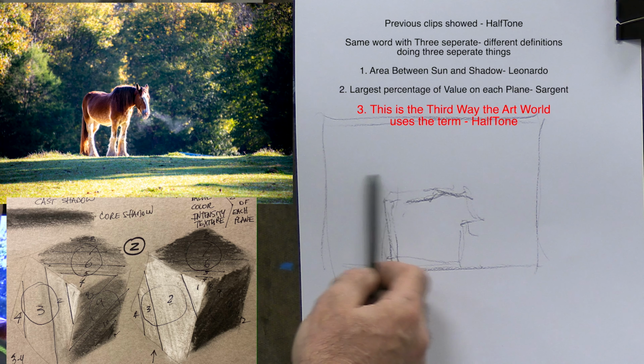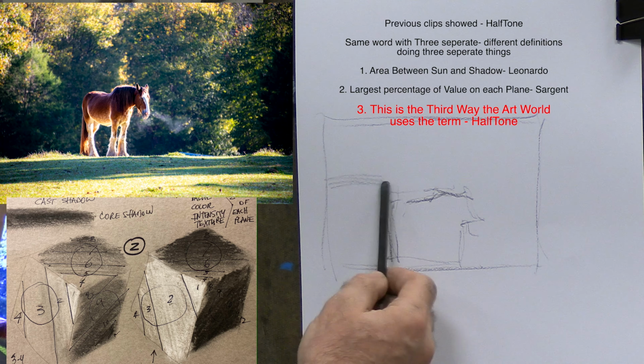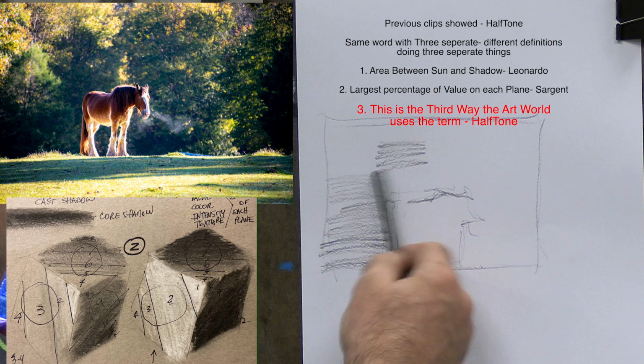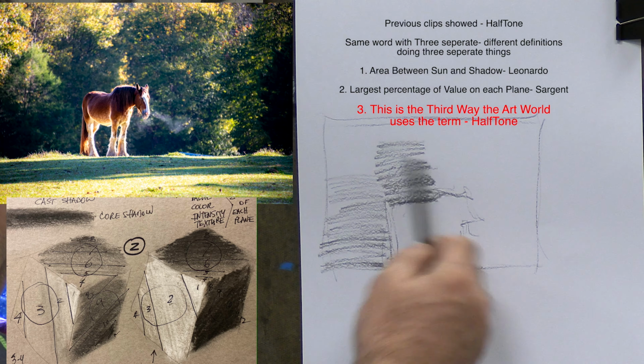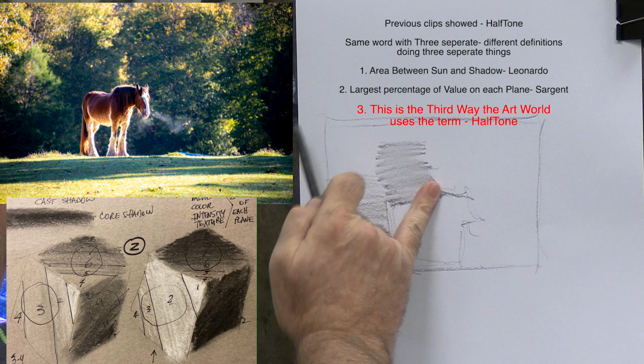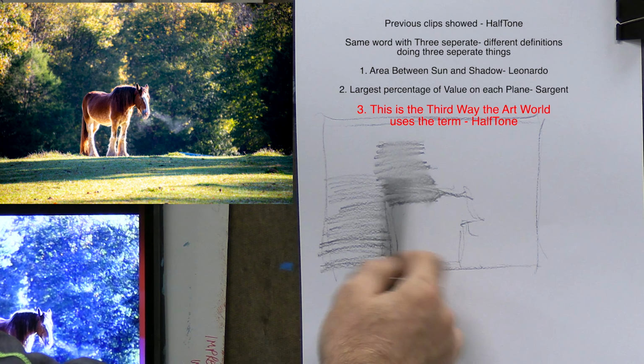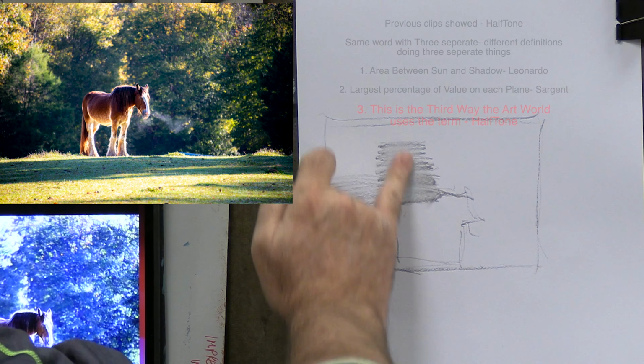And I decide the one value for these dark areas. That's the overall one value for an area. The art world calls that a halftone.